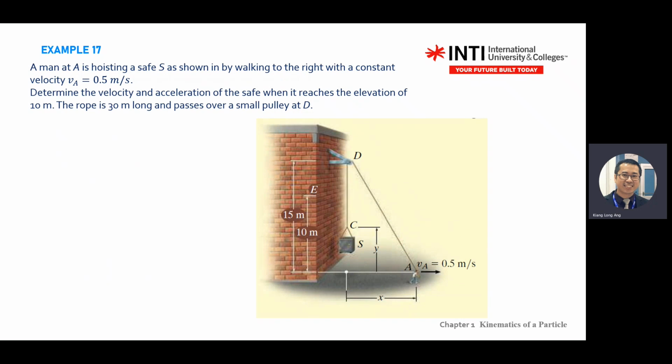Then what information do you have? Determine the velocity and acceleration of the safe. So you're focusing on the S object, when it reaches the elevation of 10 meter. You want to look at what happened when you reach point E on the diagram. The rope is 30 meters long. The total length is given. It passes over a small pulley at D. Okay, so how to find the total length of the rope? How do we find? Nico, what is the total length of rope?